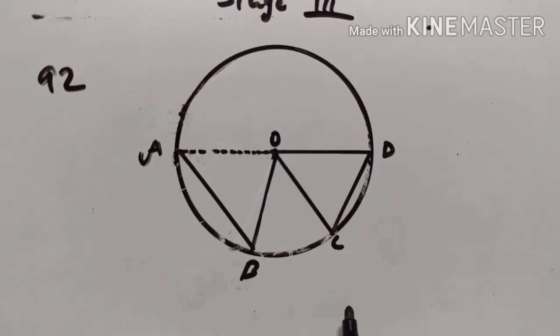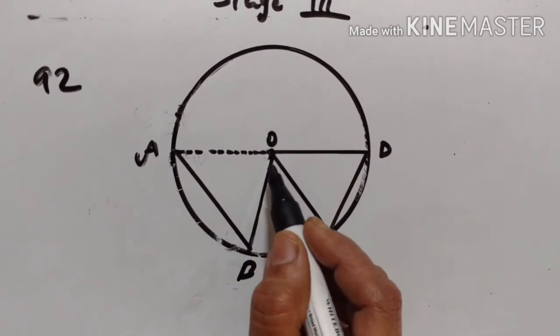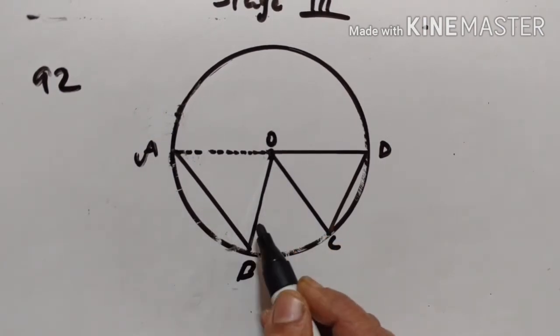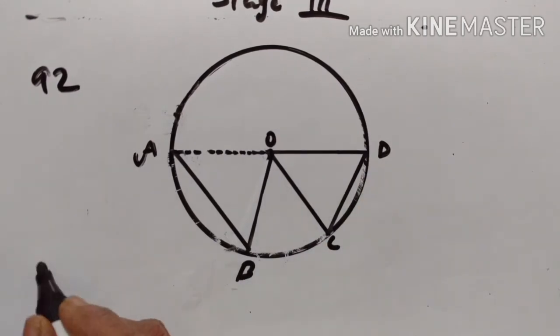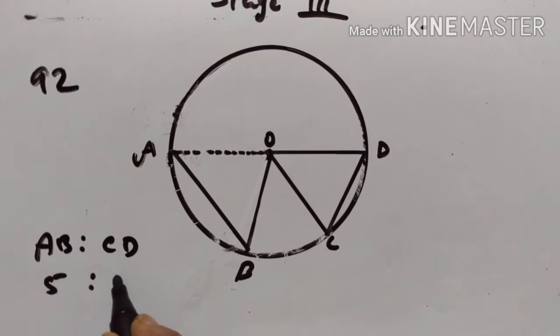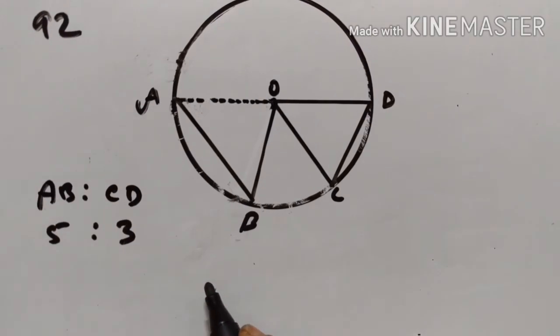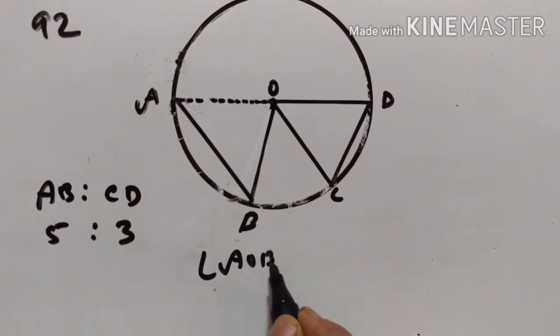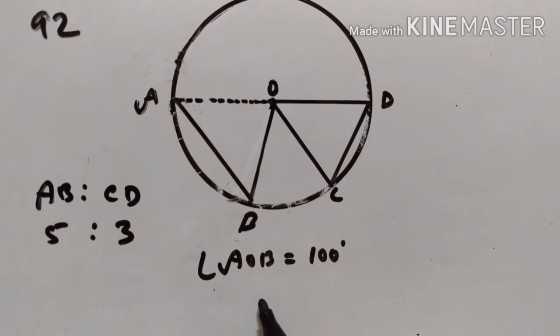Problem number 92. In the circle, O is the center and the lengths of chords AB and CD are in the ratio 5:3. AB is to CD, 5:3. If angle AOB is equal to 100 degrees, find angle COD.